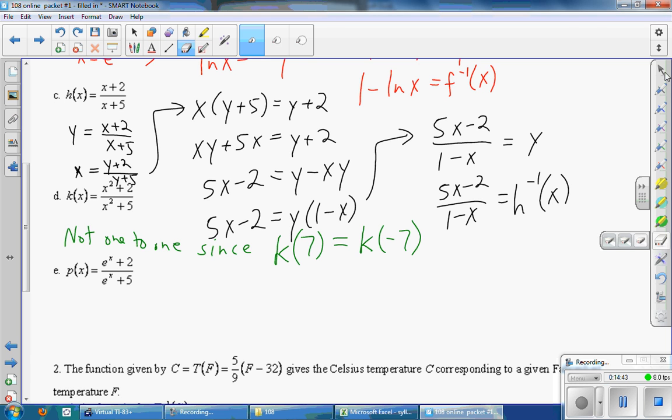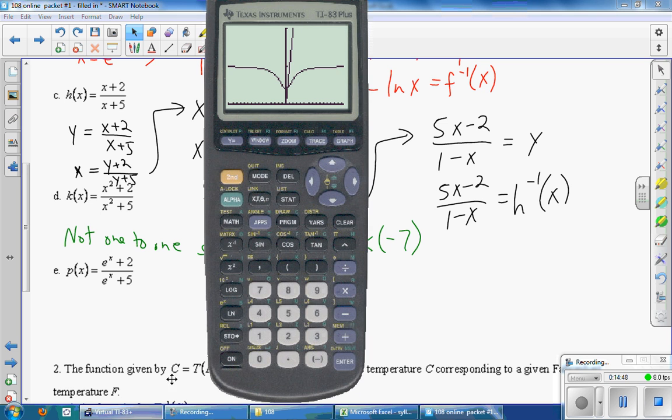Okay, part E, same as D and same as C, but now it's an e to the x in the front. So it's not really clear what the graph of this looks like, but we can graph it here. Let's see, 2 e to the x plus 2. Okay, I think that's good. And then the same thing here. Okay, so hopefully we've typed that in correctly. And then we can zoom 6, standard window. And let's see, does it look like it's 1-to-1? Well, I don't see anything going on yet.